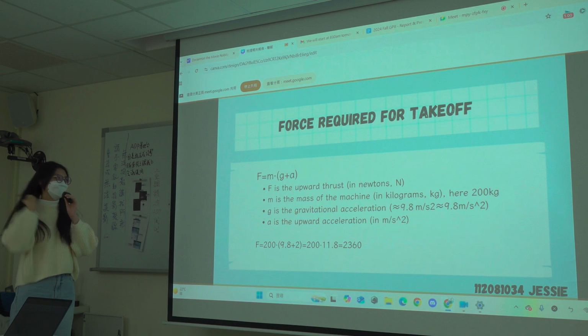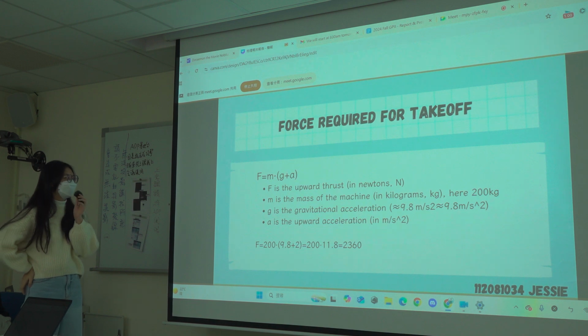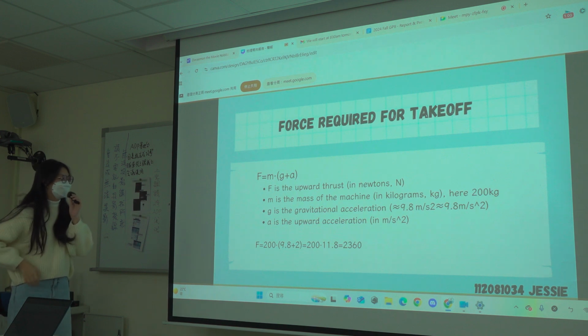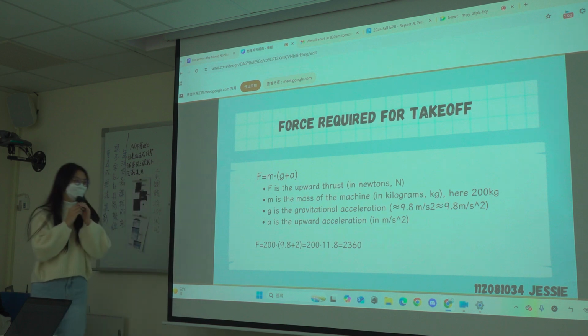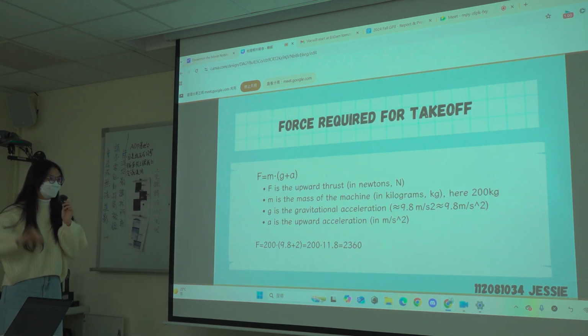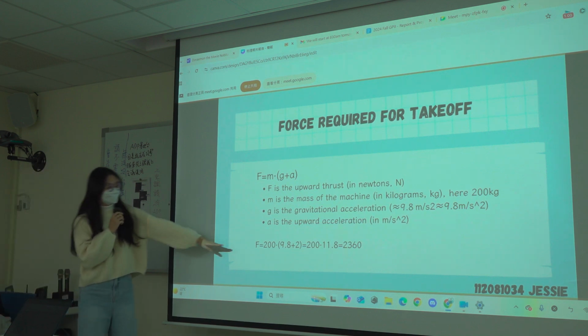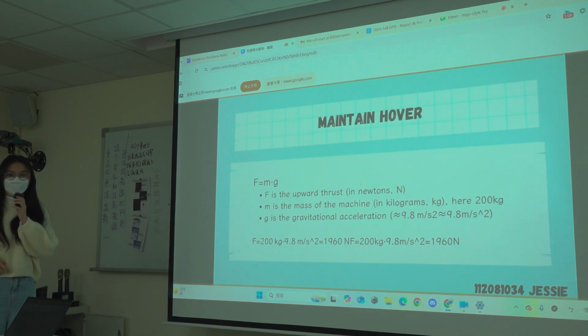The force required for takeoff is this formula, where F is the upward thrust in newtons, and m is the mass of the machine, here 200 kilograms, and g is the gravitational acceleration, about 9.8 meters per second squared. And a is the upward acceleration. The calculation is here. So if you want to take off to about 1.5 meters above the water surface, we need this. And the video, I haven't done it yet, so I will do it in the report.